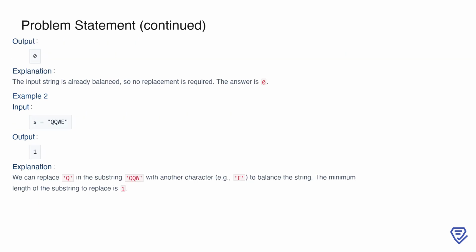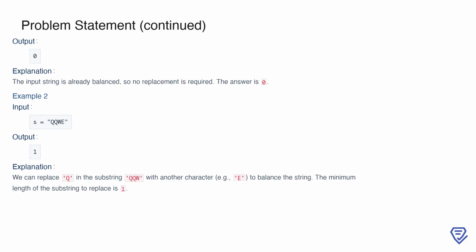In the first example, the input string is s equals QWER. Here, the string is already balanced because each character Q, W, E, and R appears exactly once, which matches the requirement for n/4 when n equals 4. Since no replacement is needed, the output is 0.